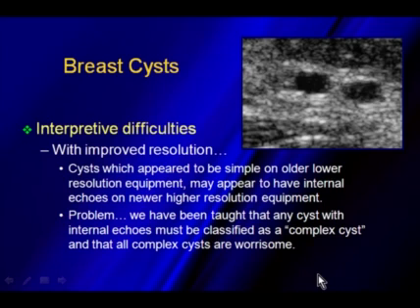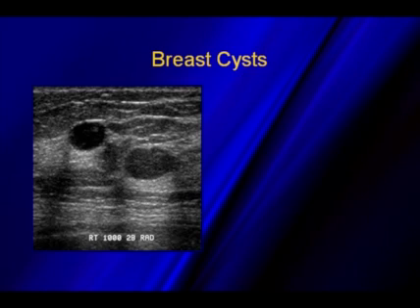We have been taught that with our improved resolution, cysts that appear to be simple on some of our older equipment actually appear to have internal echoes on the higher resolution equipment that we scan. Now, the problem is that we have been taught that any cyst with internal echoes should be classified as a complex cyst, and we've also been taught that most complex cysts are something that are worrisome.